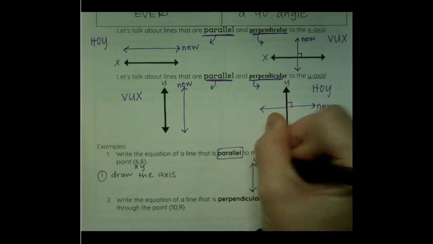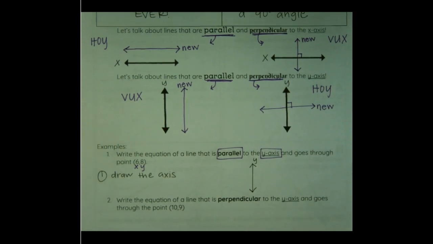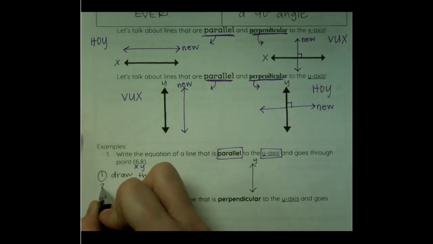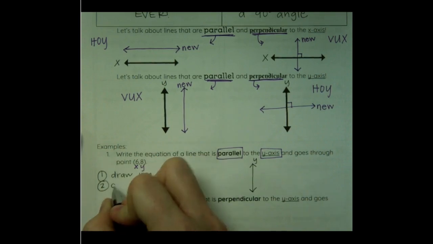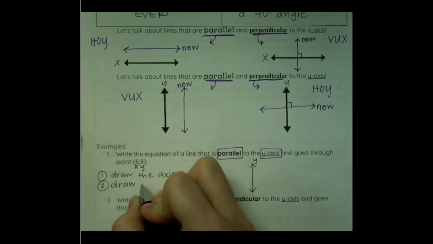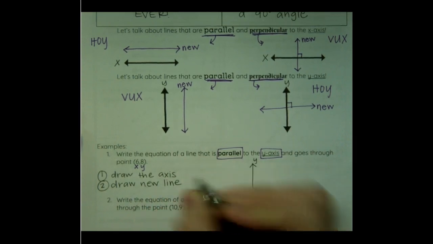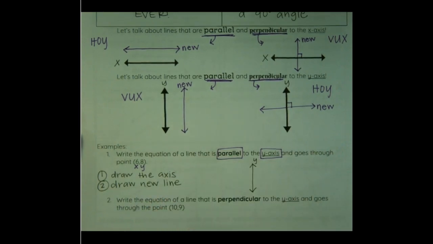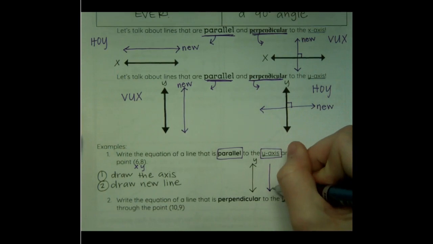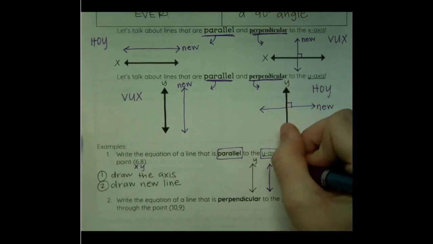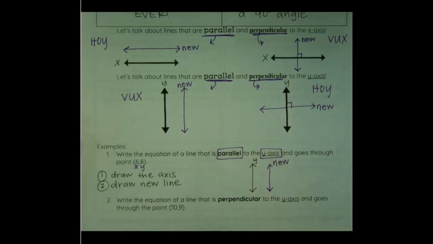Okay? And I'm going to label it. This is the y-axis. The second thing you're going to do is draw the new line. Whatever it says to do. So the new line that we have here is supposed to be parallel to the y-axis. So I'm going to draw a line right next to it that never touches it, and I'm going to label it new.